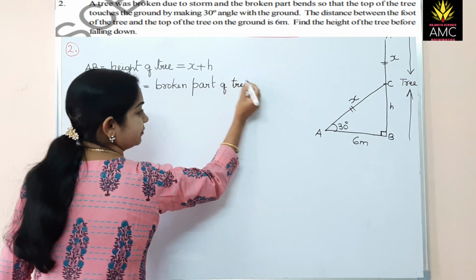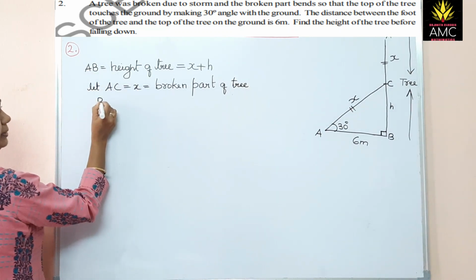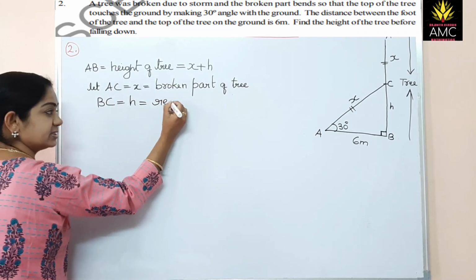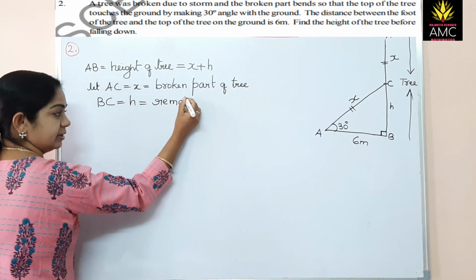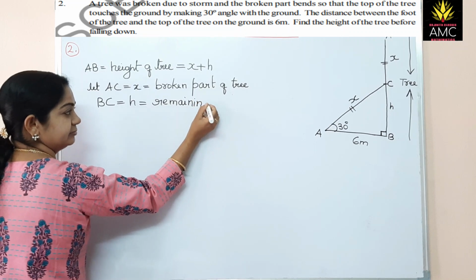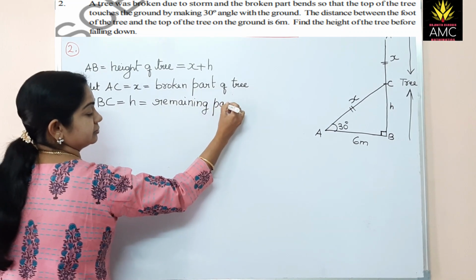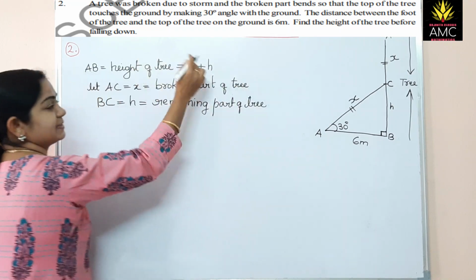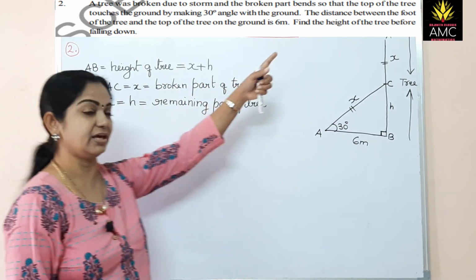Broken part of the tree, whereas BC is equal to h, is the remaining part after it is broken due to the storm. So clearly we have to find x plus h. It is asked that we have to find the height of the tree.